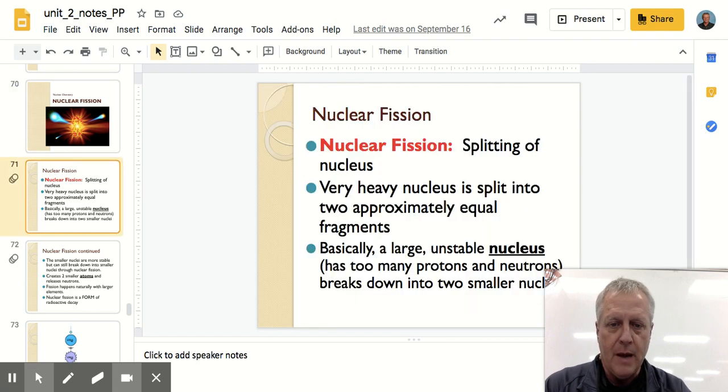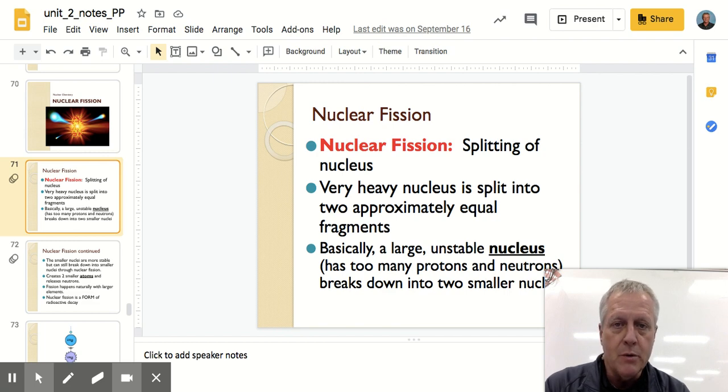So, if we look at the idea of nuclear fission, really what we're looking at are very, very large isotope elements such as uranium, that in nature are naturally unstable and they naturally radioactively decay. But just the fact that it's going to decay naturally is a form of nuclear fission.